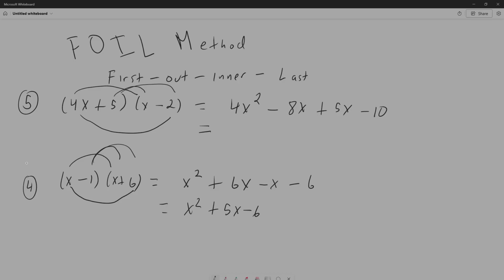And the last step is to combine like terms, so 4x squared. Now we can combine negative 8x plus 5x, so that's going to give us negative 3x and then negative 10. And that will be our answer, final answer.